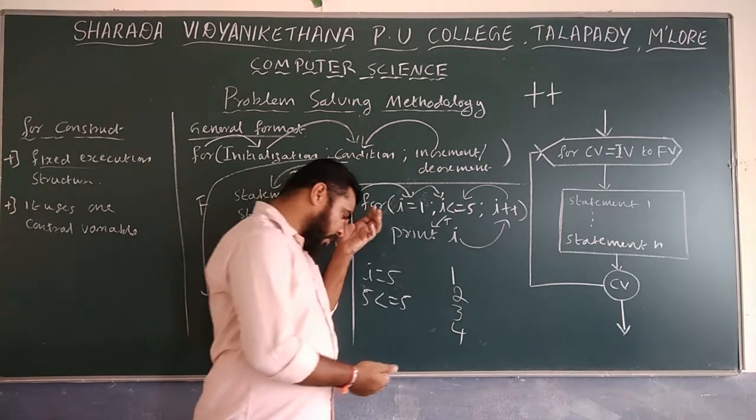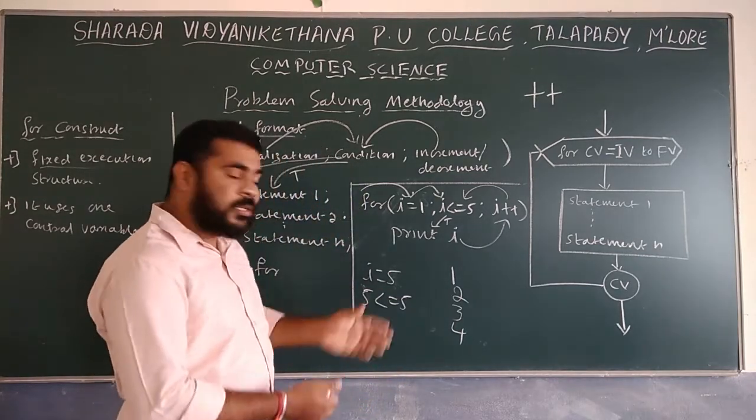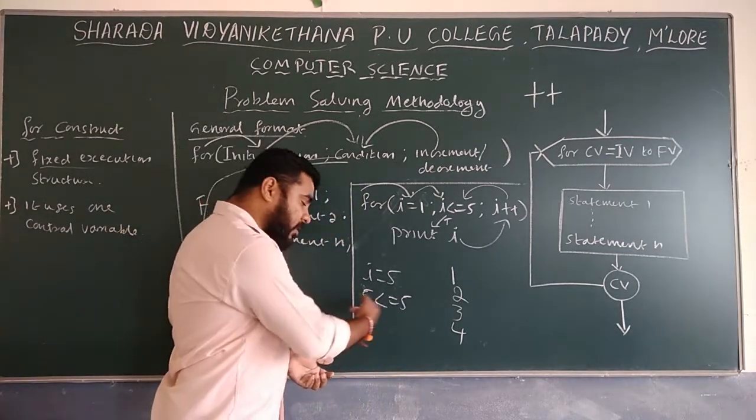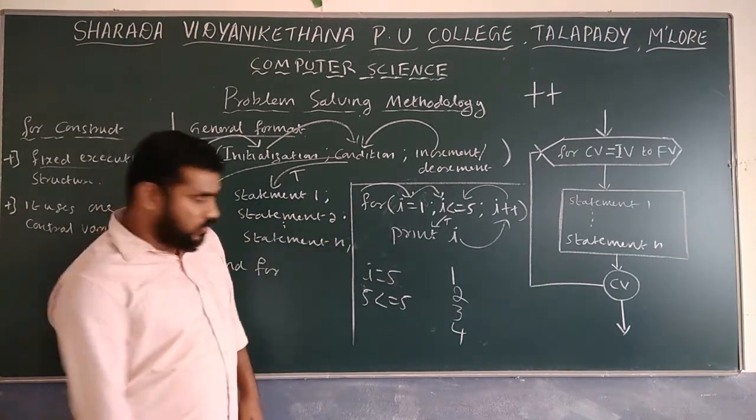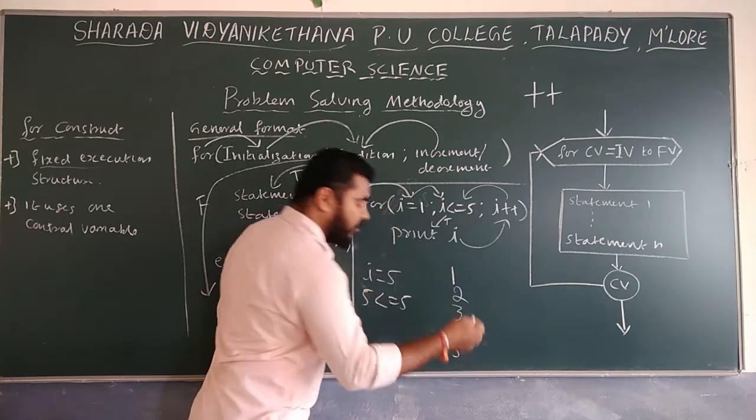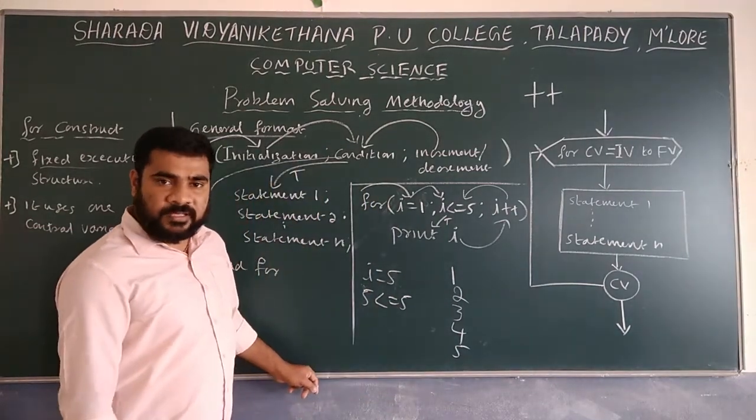Two conditions are there: either less than or equal to 5. So the condition is satisfied. Then print I. So the I value, 5, is printed.